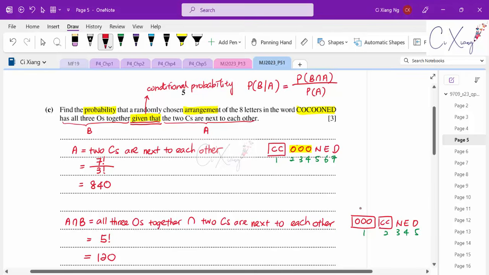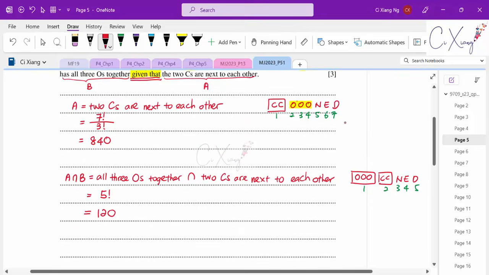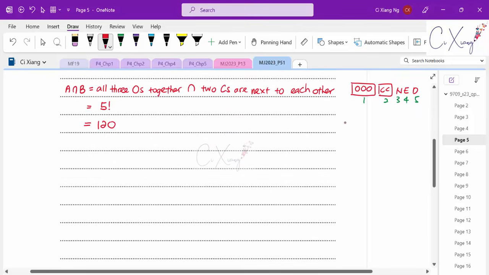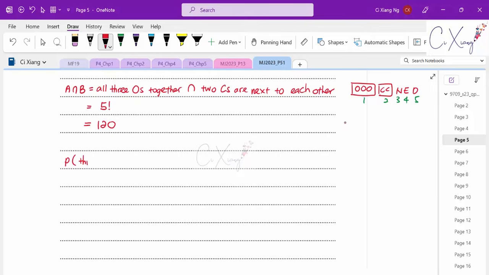Okay, then now I want to group everything together to find out the conditional probability. Again, the keyword is "given that". Therefore, I want to find the conditional probability for B given that A happens. So the general formula is this one. Okay, so when I write out in detail, it should be something like this: B, all the 3 O's together, given that the 2 C's are next to each other.